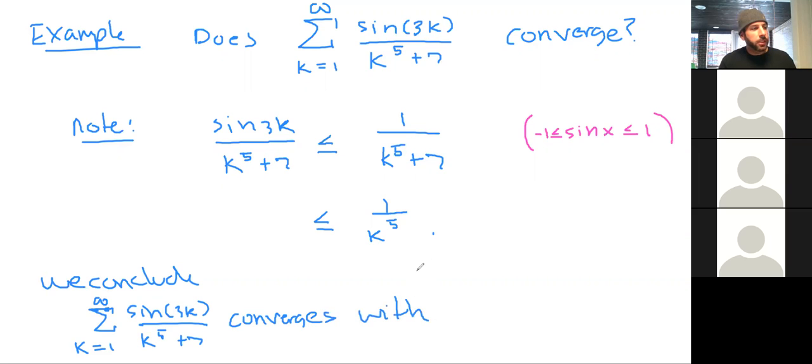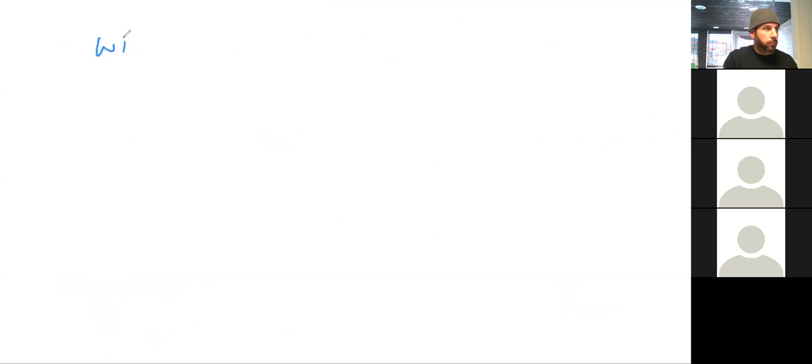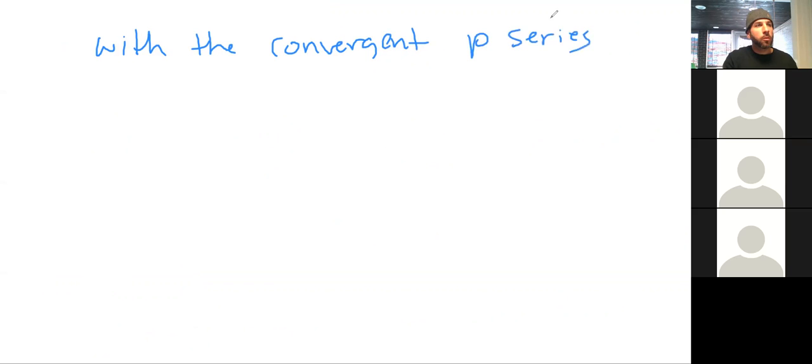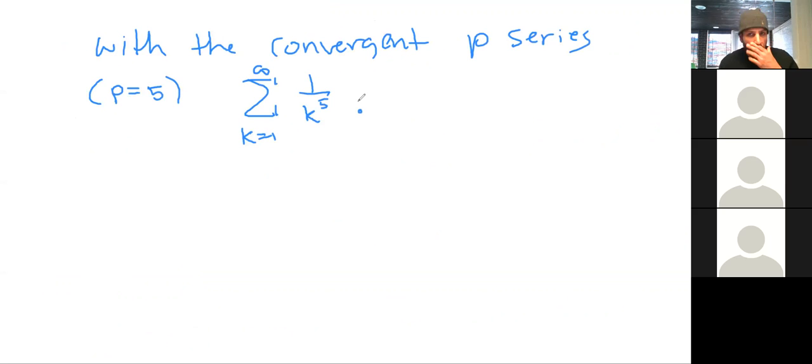So what we would say is we can conclude this guy converges with comparison. And what are we comparing it to? We're comparing it to the convergent p-series. And what is the value p here? The value here is p equals 5. So that is one way to write up a problem like this.